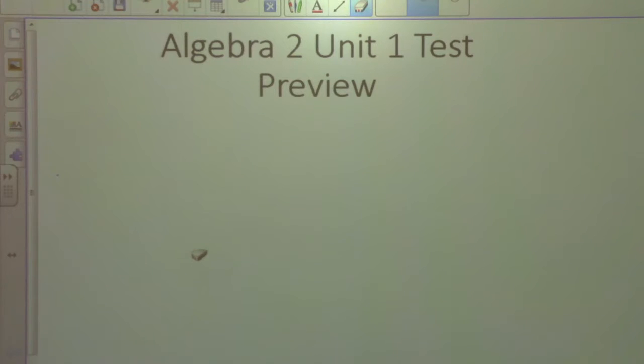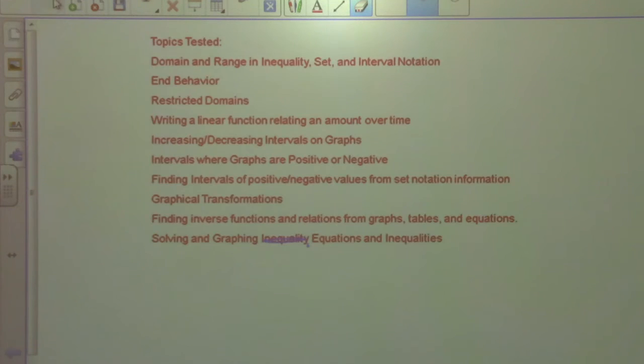Today we're going to go over a review, or a preview, for the Algebra 2 Unit 1 test. And these are the topics that are going to be tested, most of which are somewhat related to the test we had earlier. But we're adding the inequalities to this, in absolute value equations, inequalities, right?